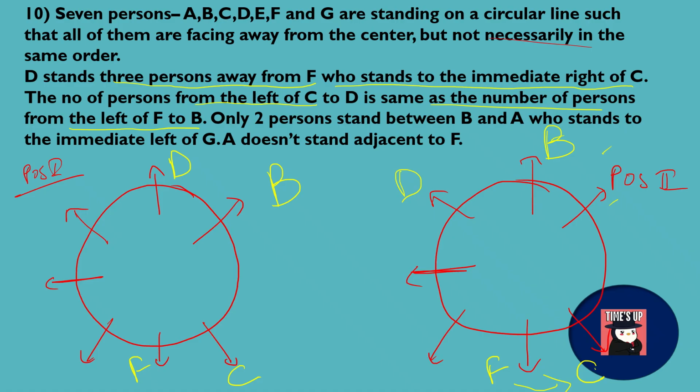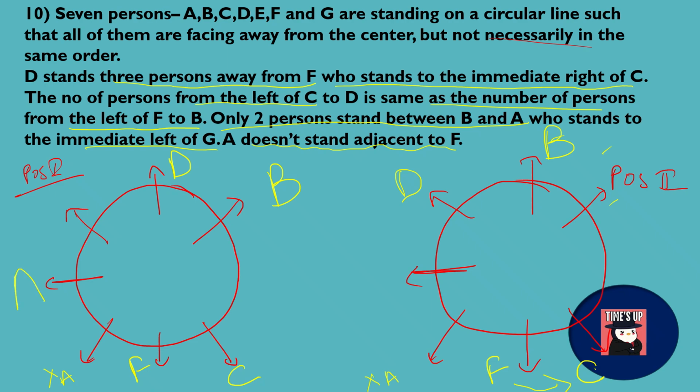Next, what they are saying? Only two persons stand between B and A who stands to the immediate left of G. Okay? And A is not adjacent to F. A will be not here. And in this case, A will be not here. Correct? Only two persons are there between A and B.